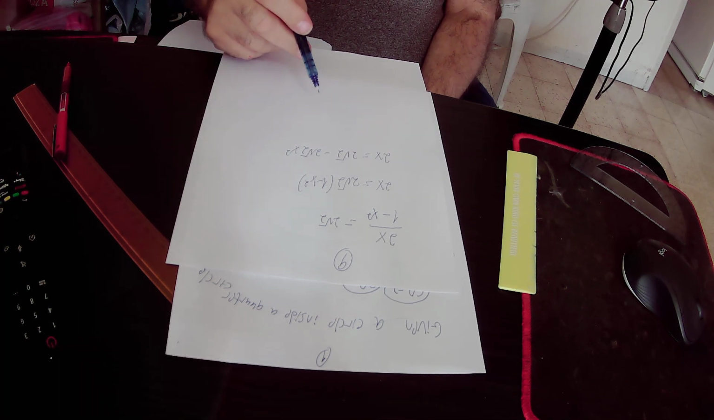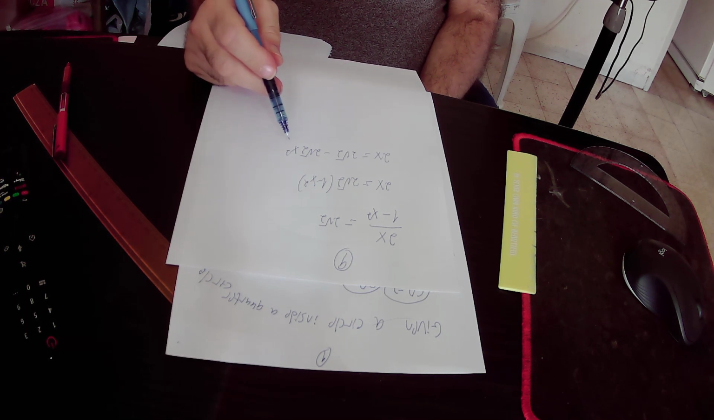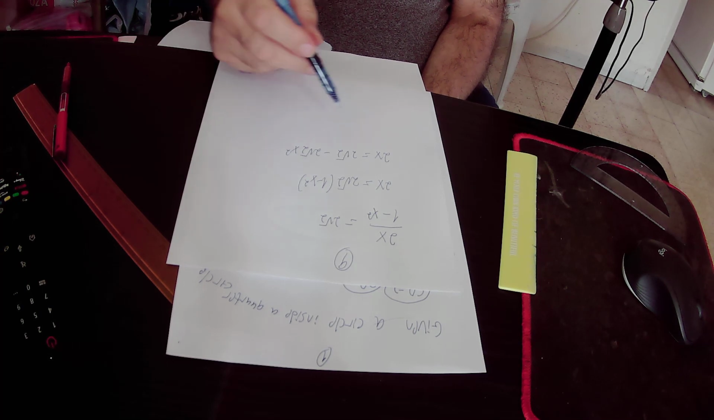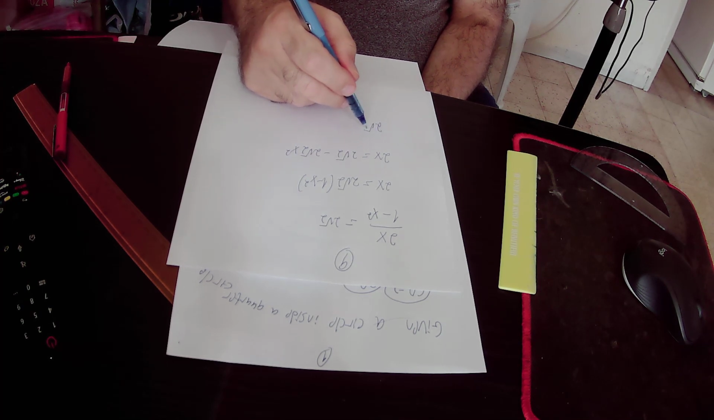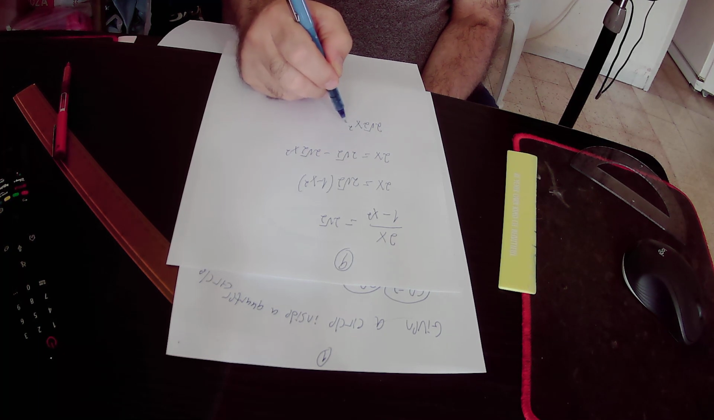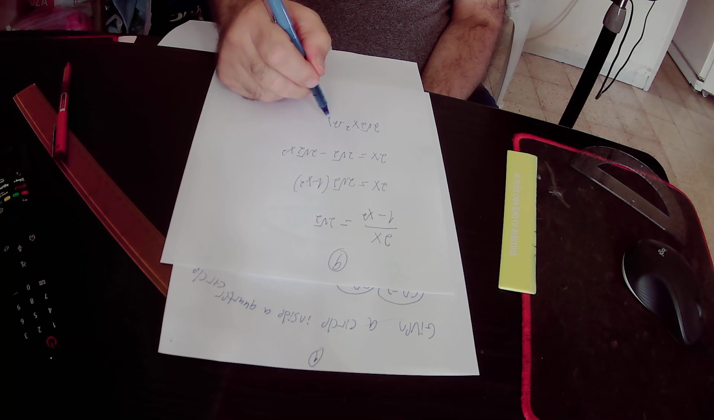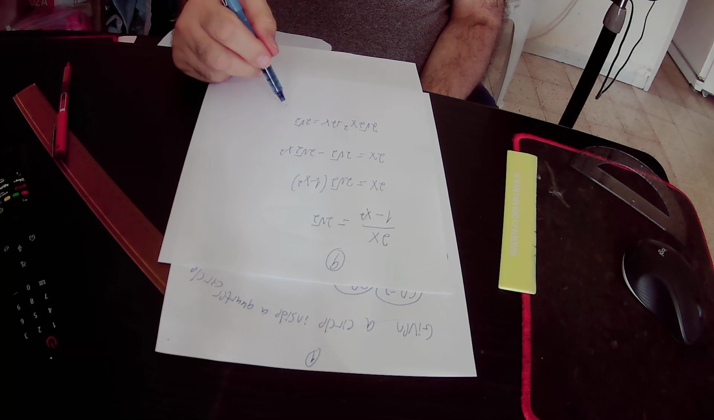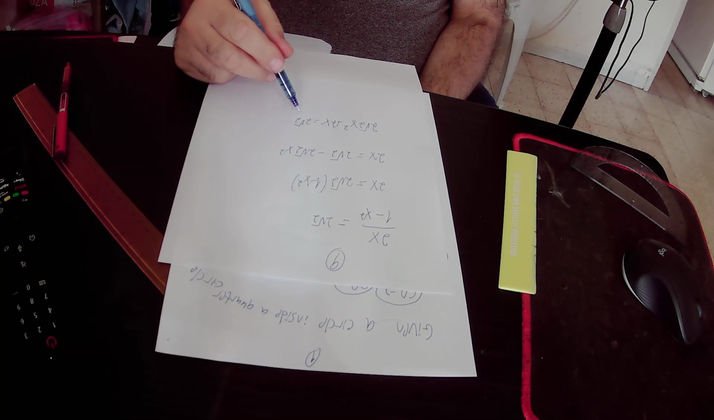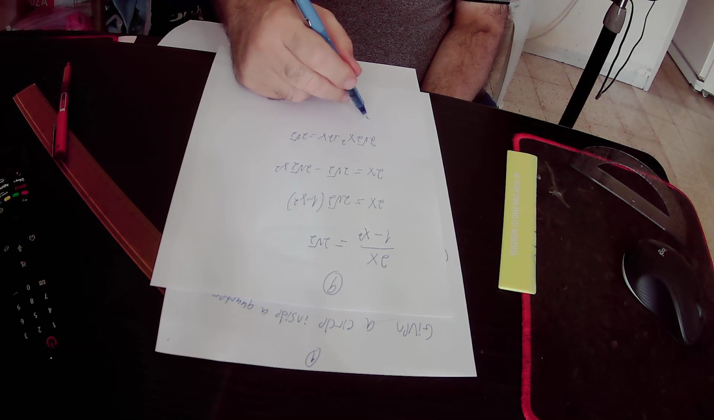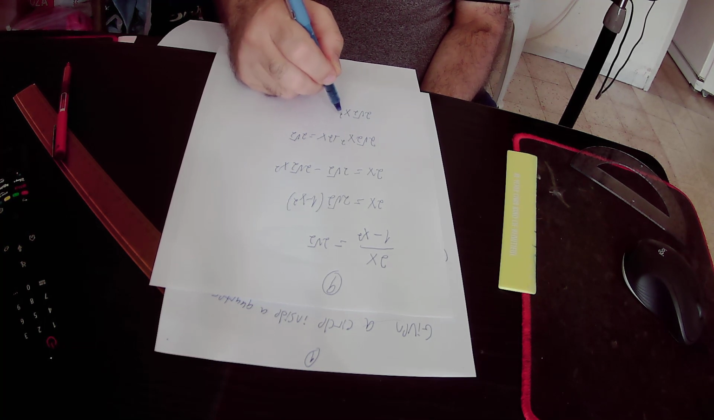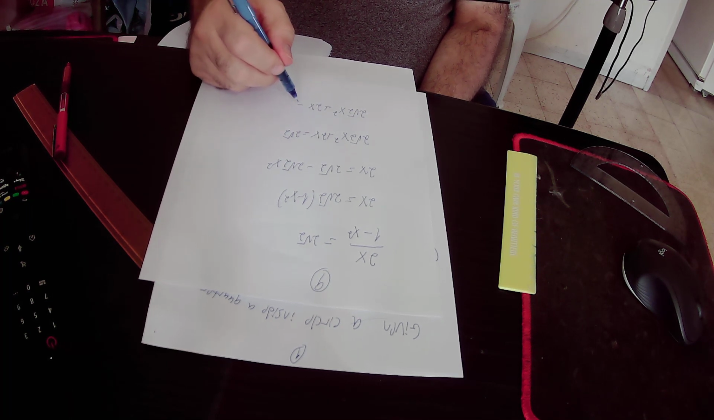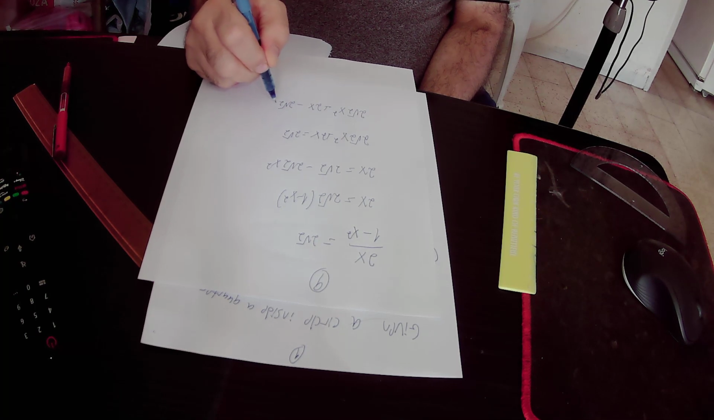So here we will add to this equality 2 times root 2 x squared, and we will get 2 times root 2 x squared plus 2x equals 2 times root 2. Here we will subtract 2 times root 2 from this equality, and we'll get that 2 times root 2 x squared plus 2x minus 2 times root 2 equals 0.